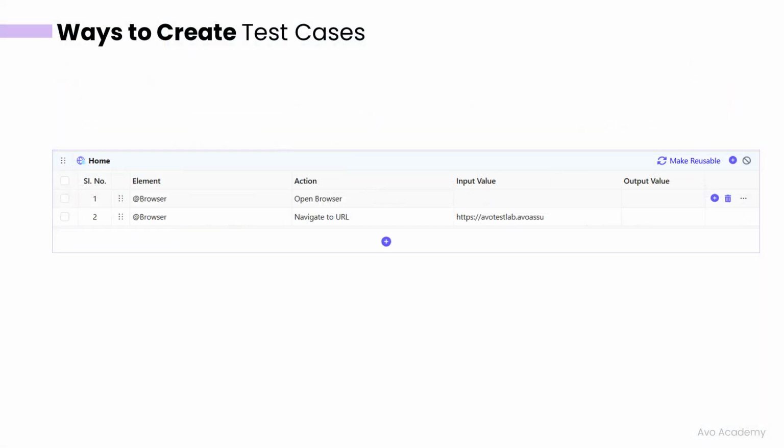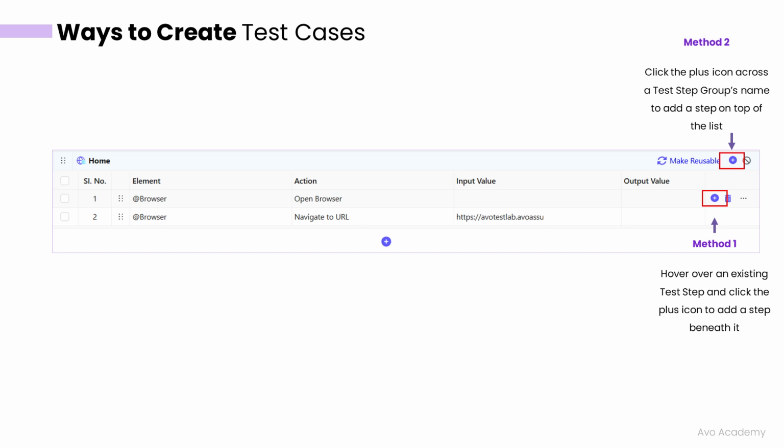For user benefit, there are multiple ways to add more test steps. One, like we saw, by hovering over an existing test step in a group and clicking the plus icon that appears on its last column. This will add a step just beneath it. Next, by clicking the plus icon across the test step group's name, which will add a step on top of the list. You can also click the plus icon below the step group.